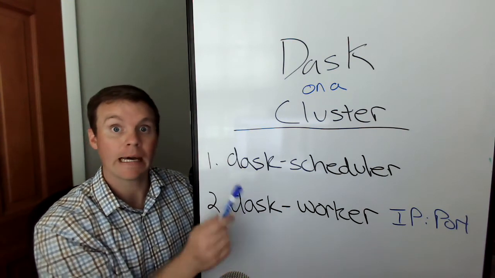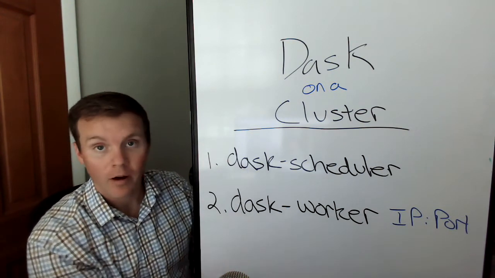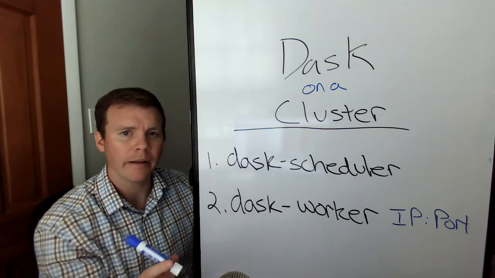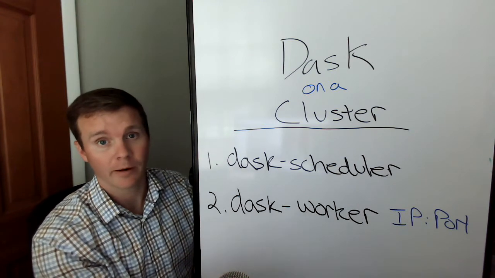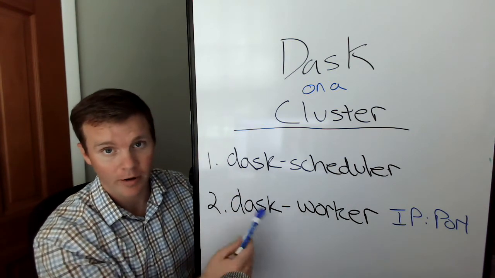It starts a dask-scheduler process, and then log into other machines and run dask-worker. And then you'll pass in the IP address and the port of the Dask scheduler. And the port is typically 8786. The IP will be the IP of this machine. And then you'll have this long running network connection between the Dask scheduler and all of your Dask workers.